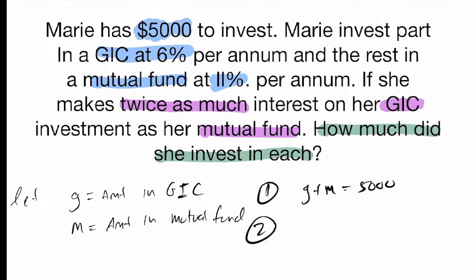So the next one says if she makes twice as much interest on her GIC. So how do you write the interest on the GIC? The GIC is 6%. So this right here is the interest on the GIC. So the interest that Marie made on the GIC is equal to twice the interest that Marie made on the mutual fund. Did you guys get that equation?